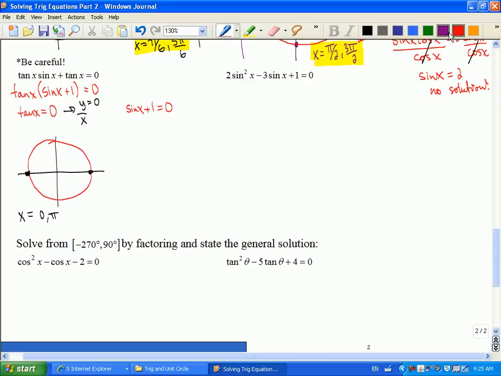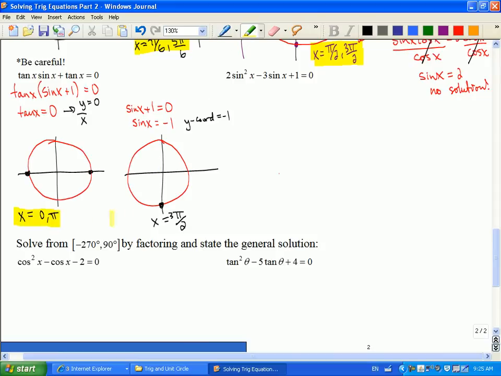Then the other one is also going to rely on the unit circle. I'm looking for where the sine x is equal to -1. So here's my unit circle, and the y coordinate is down here, and that's when x is 3 pi over 2. So I have 3 answers to this problem.